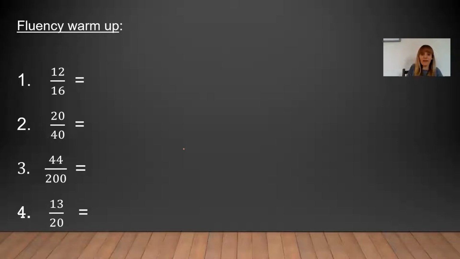Okay, so for the first one then, 12/16. Now, my brain when I'm looking at these thinks, right, which times table are 12 and 16 both in? They are both in the 4 times table. So that means I'm going to divide my numerator and denominator by 4. So 12 divided by 4 is 3, 16 divided by 4 is 4. So I have an answer here of 3/4. So 12/16 is the same as 3/4.